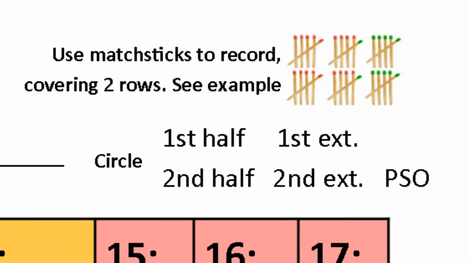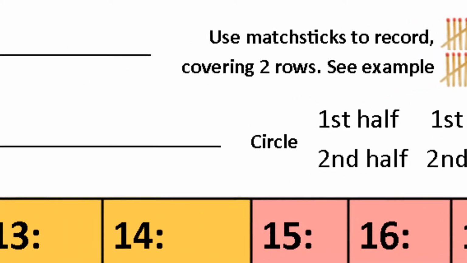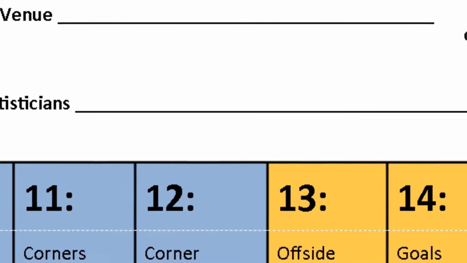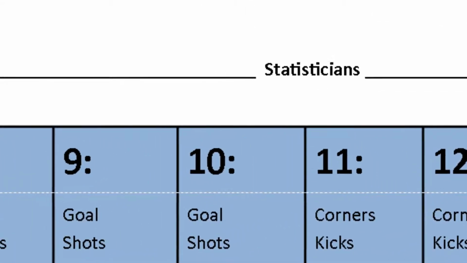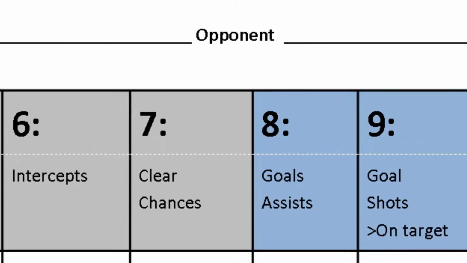This further section refers to the half that you're recording, whether the first half, second half, or in the case of a knockout, extended first half, extended second half. So for knockouts, you will need 4 sheets just in case, and for a normal round robin, you just need 2 sheets.